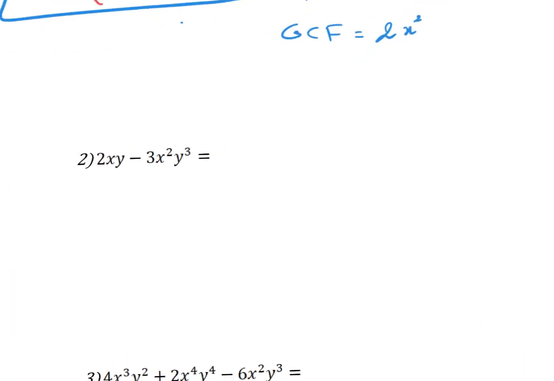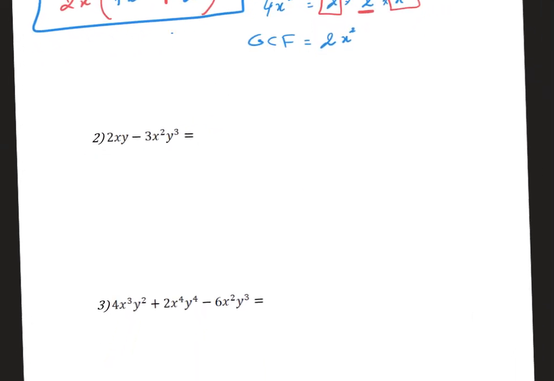If you go to the next one, we have the same thing. Here we have 2xy and 3x squared y to the third. So let's practice how to find the GCF. We can get xy from the first term, and we can get xy also from the second term, so xy would be our GCF. Just make sure that you know how to do this.